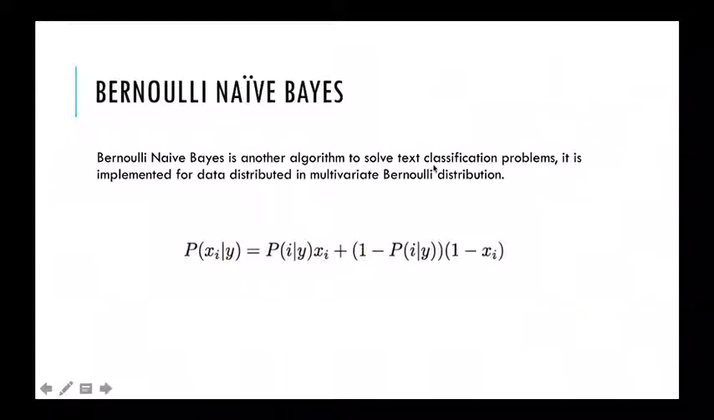And here is a rule of Bernoulli algorithm. In text classification, word existence vector will be used instead of word count vectors to train and use a Bernoulli naive Bayes classifier.